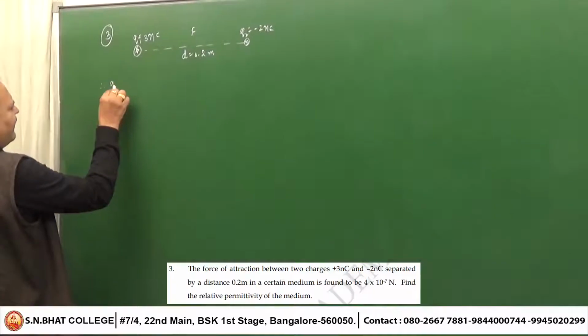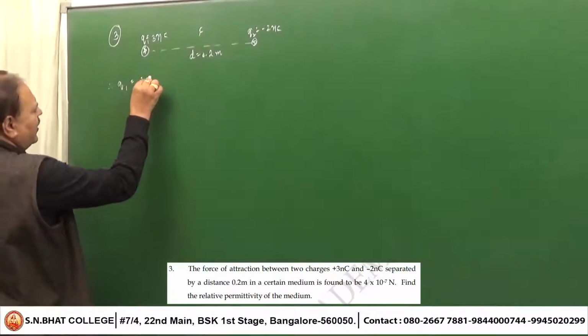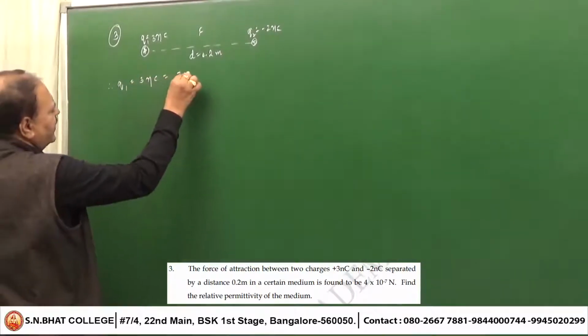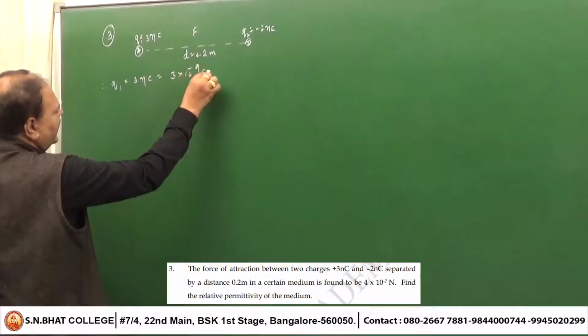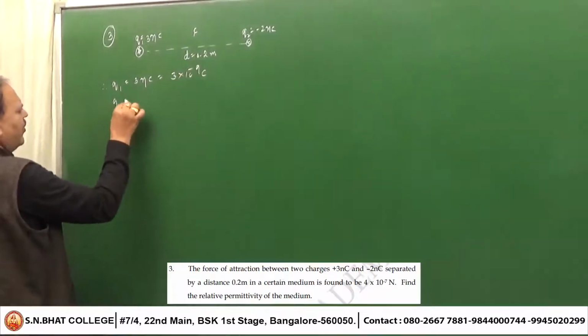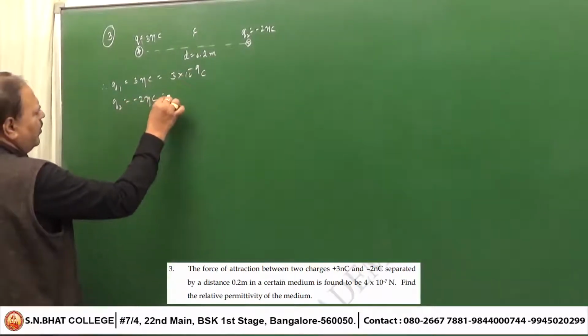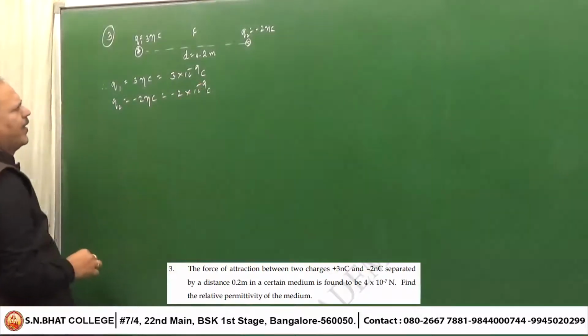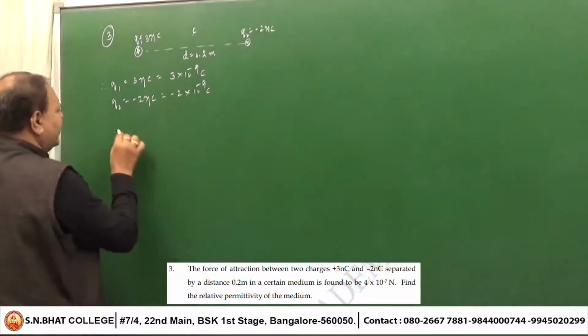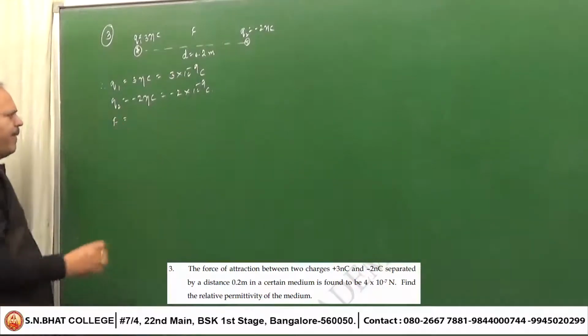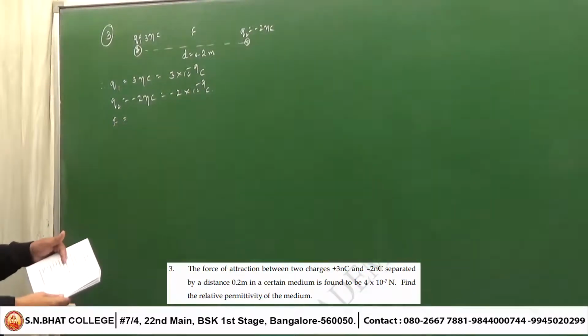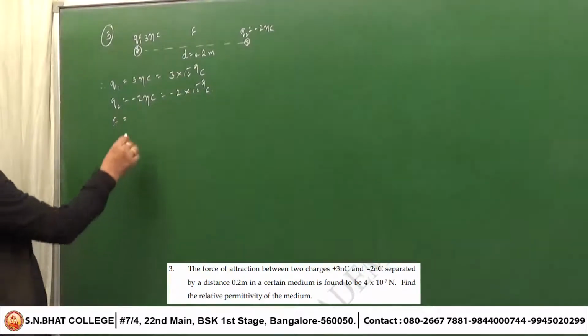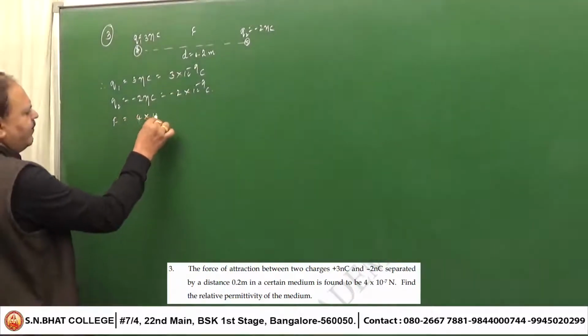Always you write the data first. Your Q1 is equal to 3 nanocoulomb, which is 3 into 10 to the power of minus 9 coulomb. Q2 is equal to minus 2 nanocoulomb, which is minus 2 into 10 to the power of minus 9 coulomb. And he has given that there is a force of attraction. And the force of attraction is given to be 4 into 10 to the power of minus 7 Newton.